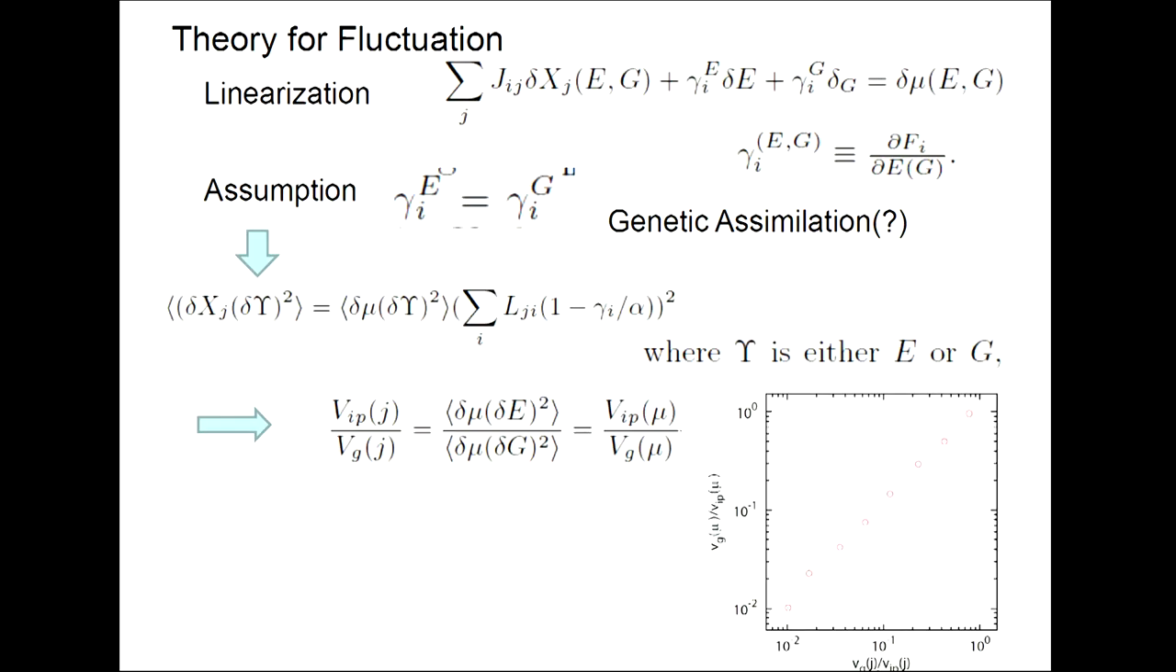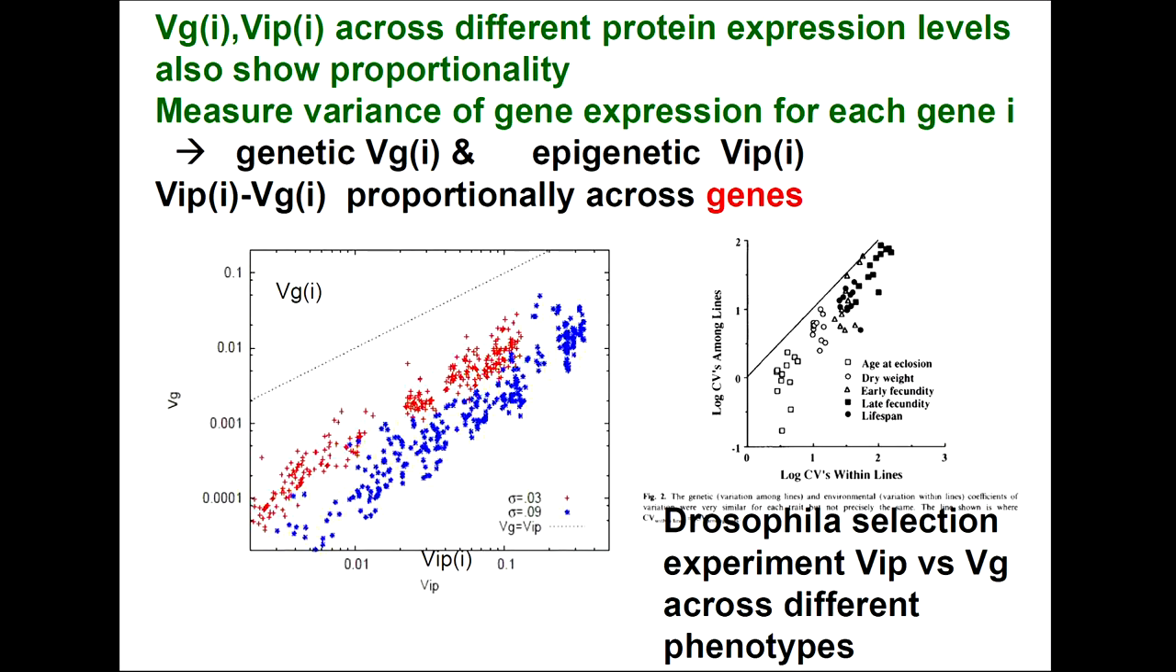And there are some experimental supports. They measured these two variances, VG and VIP, in some property, in an experiment with fruit flies, for example weight or lifespan or some other property, and how it fluctuates for the same gene flies. Then they also evolved this and looked at how it changes by mutation. And it looks like they are proportional. So that's an additional thing for yesterday's talk. Are there any other questions?